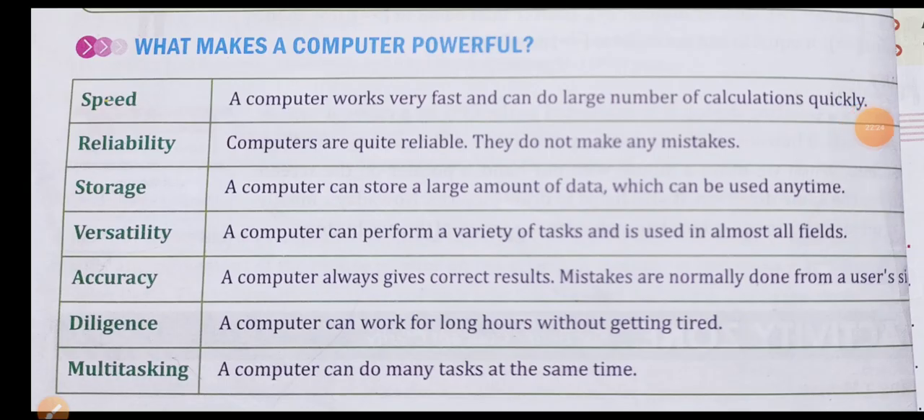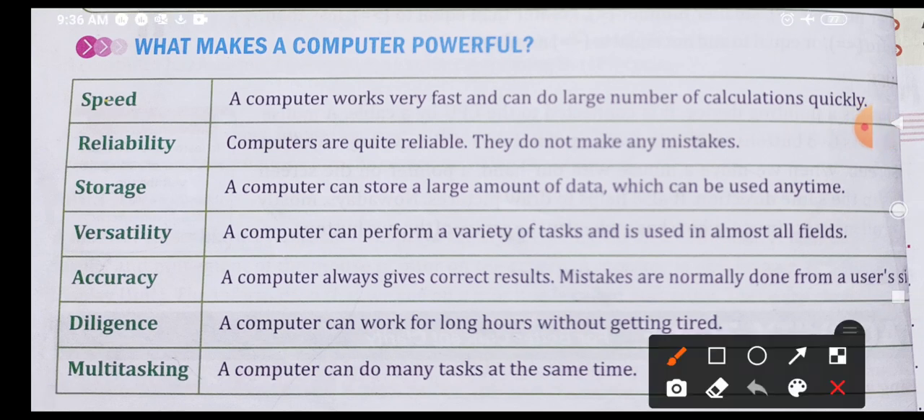Now the next subtopic of this chapter is what makes a computer powerful. Here are some points they have given. Let us read. First is speed. A computer works very fast and can do a large number of calculations quickly. As we all know, a computer is a very fast machine, and it can do large calculations in a second, right? So speed makes a computer a powerful machine.